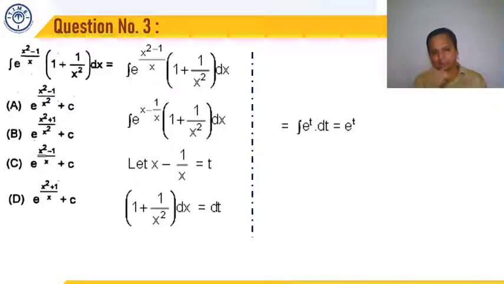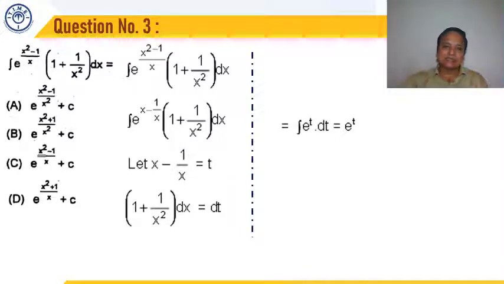Differentiate both sides, and then replace 1 plus 1 by x square into dx by dt. And we replace x square minus 1 by x, or x minus 1 by x, as t. So it becomes e to the power t dt. And integral of e to the power x dx is e to the power x. So e to the power t dt integration is e to the power t plus c, a constant has to be applied. But my question given was in the terms of x.